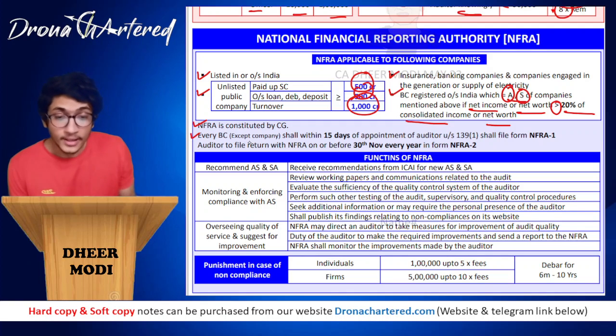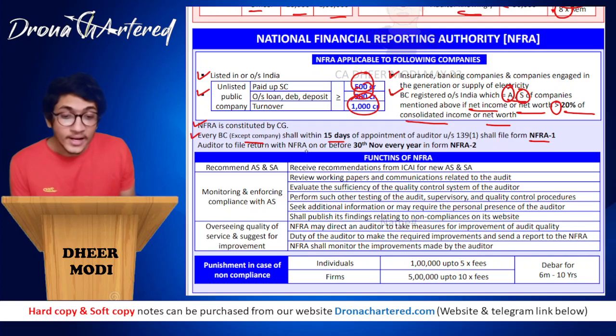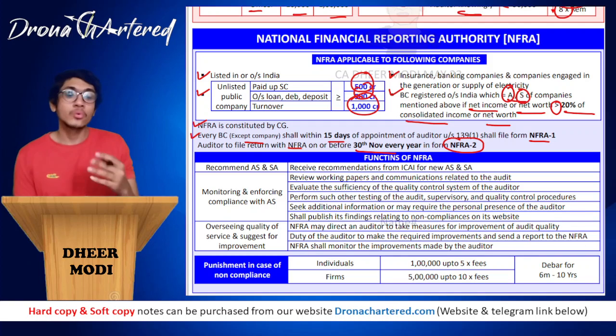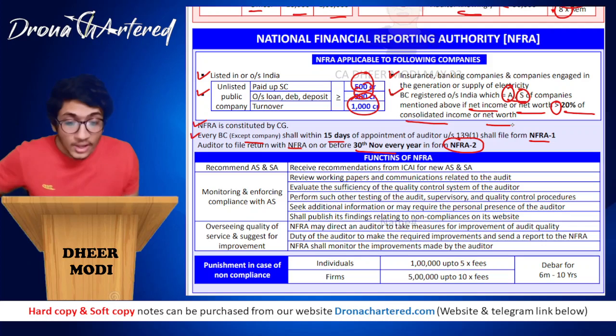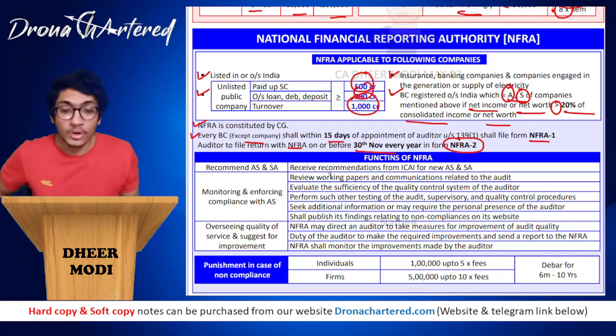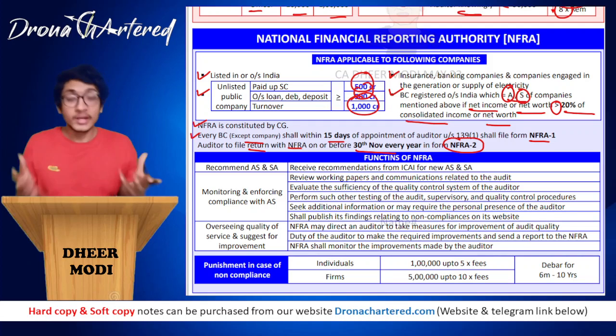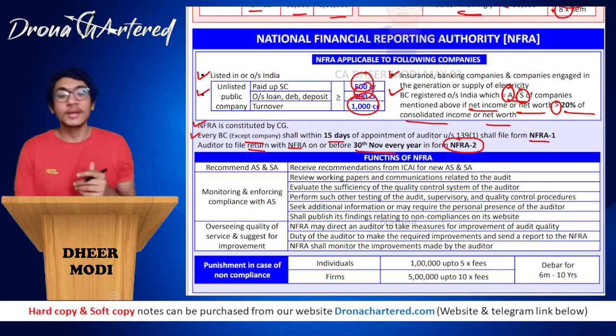Every body corporate except company shall within 15 days of appointment of auditor file form NFRA 1. Auditor to file return with NFRA on or before 30th November every year in form NFRA 2. Okay, so what is NFRA 1 used for? Every body corporate shall within 15 days of appointment file NFRA 1, that is for appointment of auditor. Then the auditor will file return in NFRA 2 by when? By 30th November of every year. So now you are thinking, sir, what is this NFRA? You never explained NFRA. That is because functions of NFRA are given next.